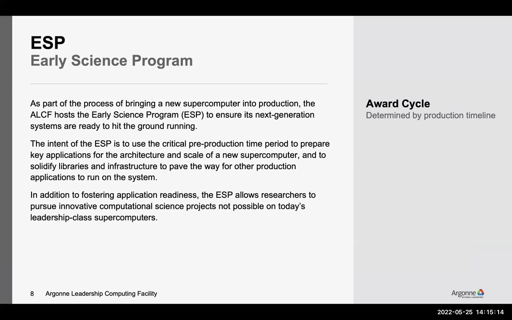The other program we ran out of the Director's Discretionary specifically is our Early Science Program. This doesn't have a regular call. It's really driven by when we are preparing for a new machine. This is our method of collaborating with a pool of researchers to make sure that their applications are ready to go on a new system like Aurora as soon as possible.